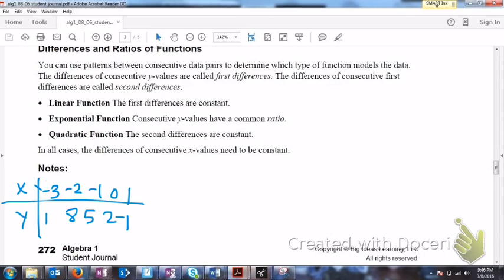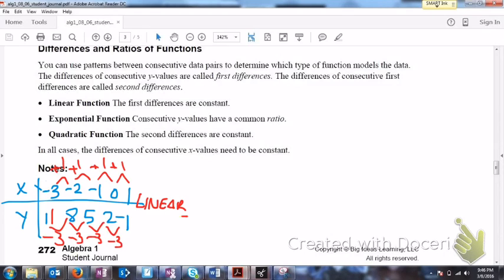Now we're going to look at the differences. What do we do from -3 to -2? We add 1. -2 to -1, we add 1. -1 to 0, we add 1. 0 to 1, we add 1. What about with these? From 11 to 8, we subtract 3. 8 to 5, we subtract 3. 5 to 2, we subtract 3. 2 to -1, subtract 3. Notice those are the same. That would be the first difference. All the same, so that means this one is linear. Let's do another one now. Let's look at example B.